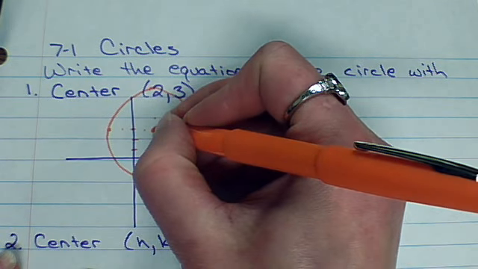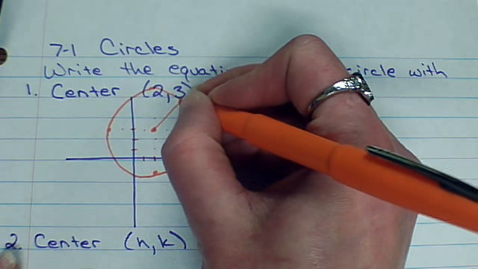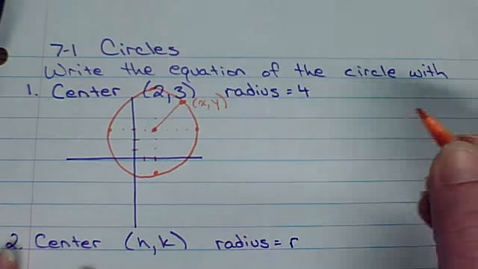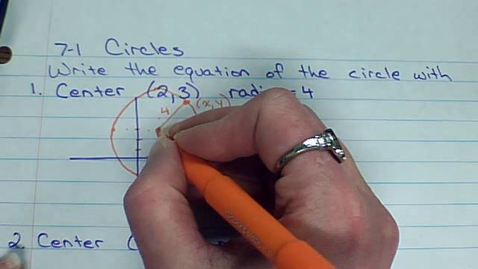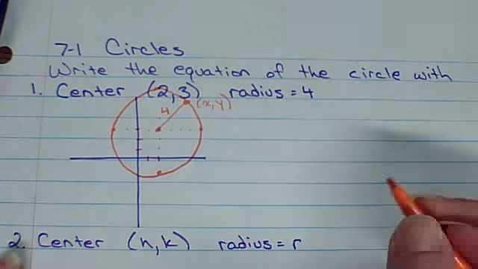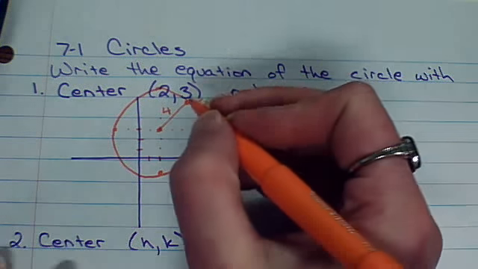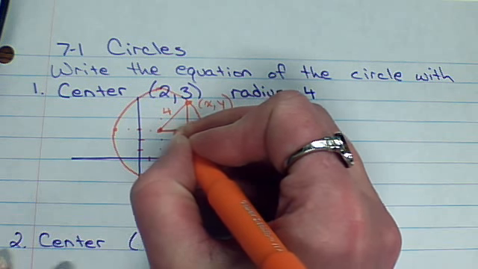So if I drew out to even here, anywhere, any point on the circle, any point (x, y) on the circle is going to be 4 units from this center point (2, 3). Now, I want to really talk about how this works using the distance formula.